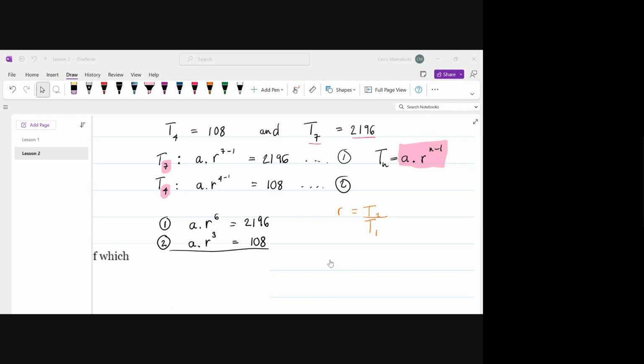So let's go ahead and do that. Let's go ahead and divide. So I know my instruction is equation 1 divided by equation 2. So A divided by A will just give us 1, or in this case, they cancel each other out, right? R to the power of 6 divided by R to the power of 3 will leave us with R to the power of 3. And this is equal to 2196 divided by 108. Somebody punch that into a calculator. Give me an answer very quickly.